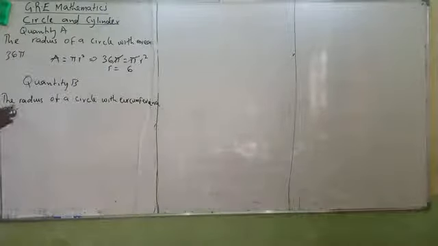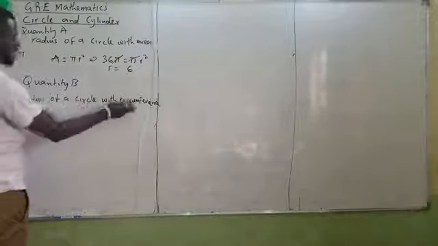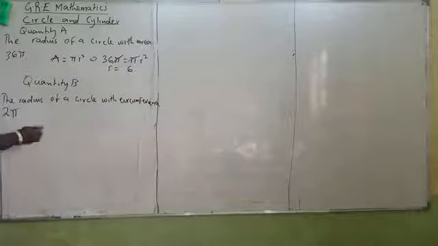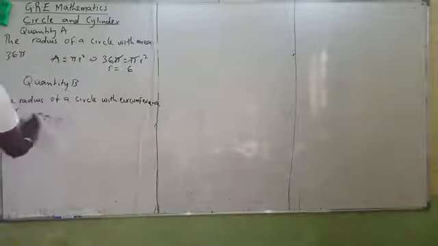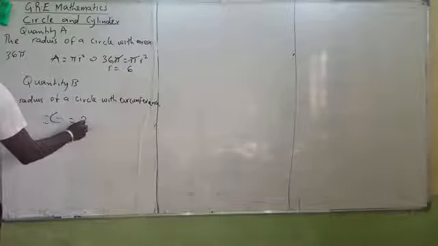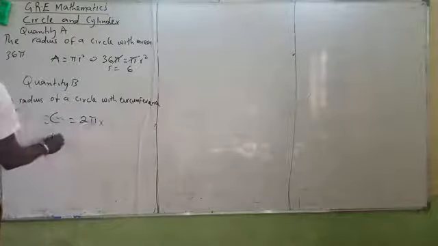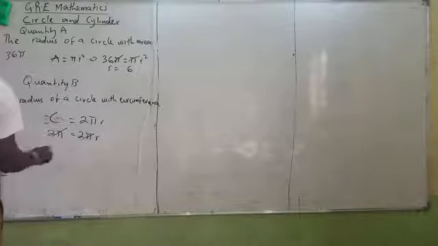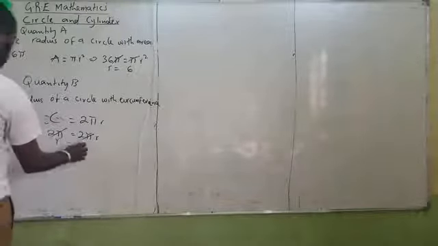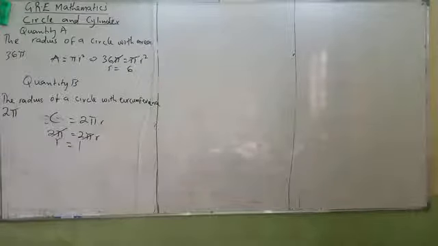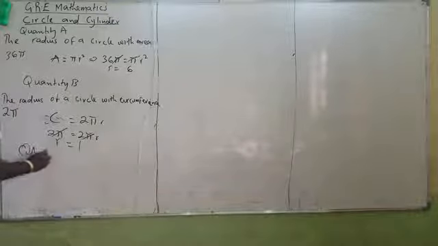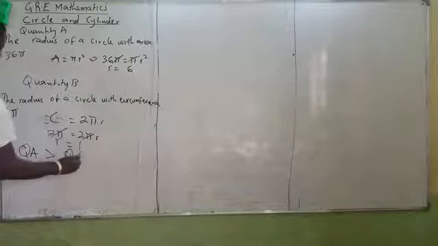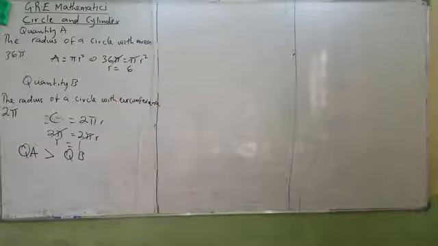Now, I move on to the radius of a circle with a circumference of 2 pi. It means 2 pi, which is circumference, equals 2 pi r. This will cancel this. My r equals 1. Now, indirectly, quantity A is greater than quantity B. That is your conclusion.